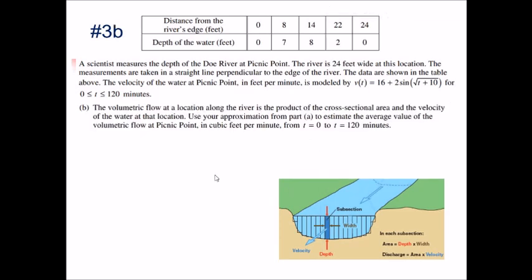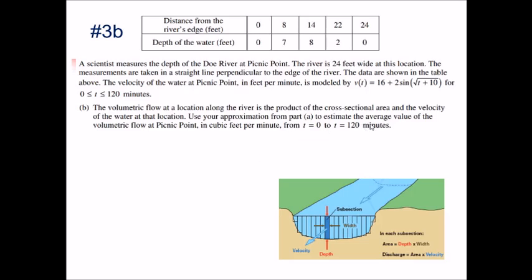For this next part of the problem, and I'll keep my little diagram around here, the volumetric flow at a location in the river is the product of the cross-sectional area, so this area here, and the velocity of the water at that location. So we have some water coming this way. If you multiply the velocity at a certain time at this spot with the area, that gives you the volumetric flow. Okay, so we want to use our approximation from part A to estimate the average value of the volumetric flow at Picnic Point from time 0 to time 120.